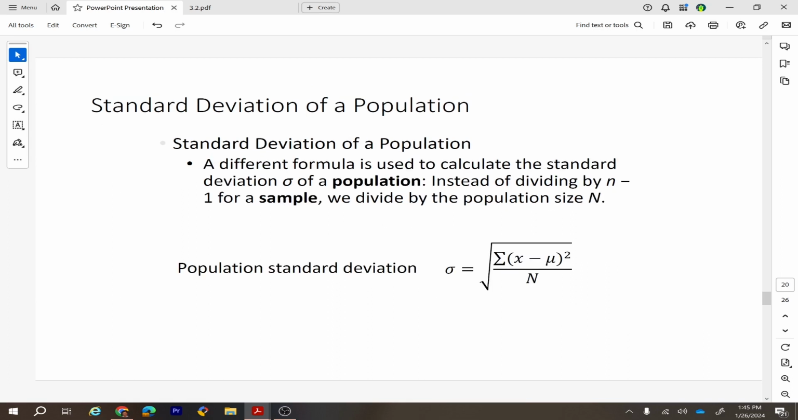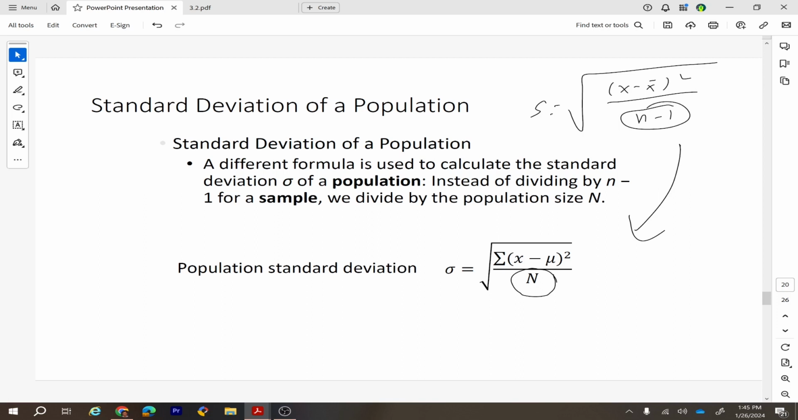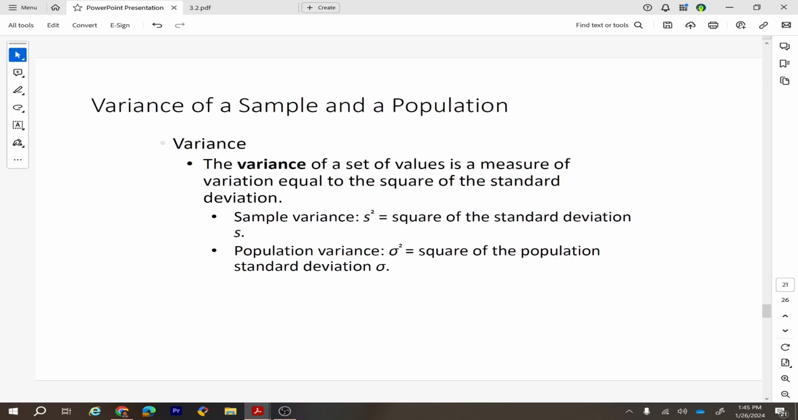So one more time, if you have to find the standard deviation for the sample, there is a formula. The sample formula is this one: x minus x bar whole square divided by n minus 1. But if you have to find the standard deviation for the population, then instead of dividing by n minus 1, you divide by the whole population size, capital N. Other than that, they are very similar, the same formula.